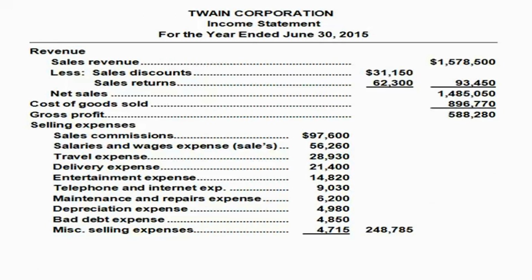So I put the items of selling expenses: sales commission, salaries and wages expenses, travel expenses, delivery expenses, entertainment expenses, telephone and internet expenses related to sales, maintenance and repairs expense, depreciation expense, bad debt expense, and miscellaneous expense. All these items are selling expenses. They give me the total.